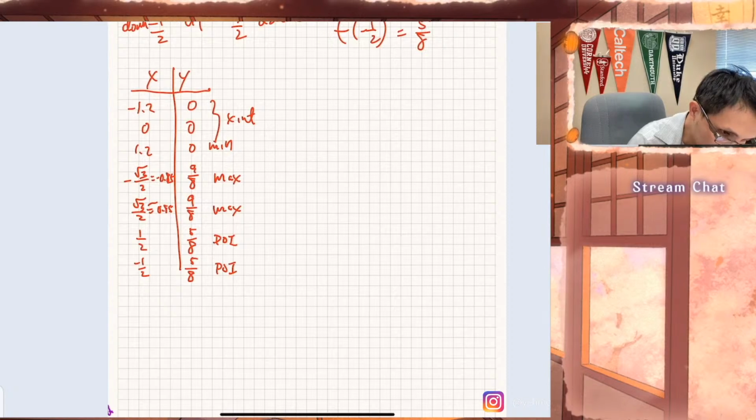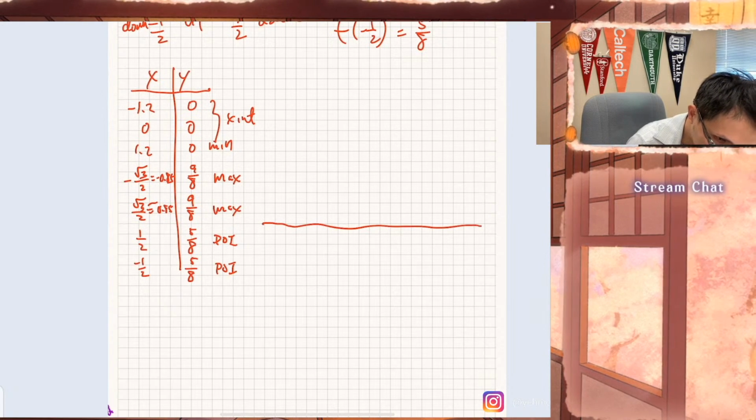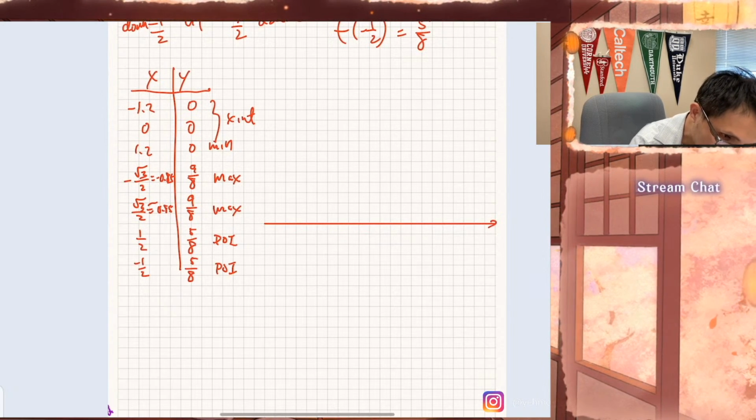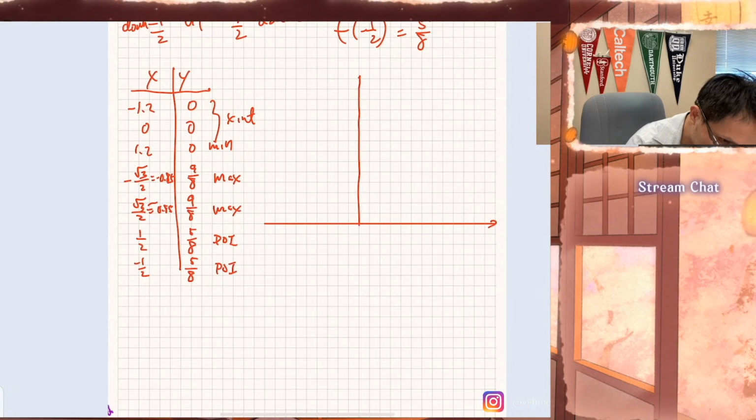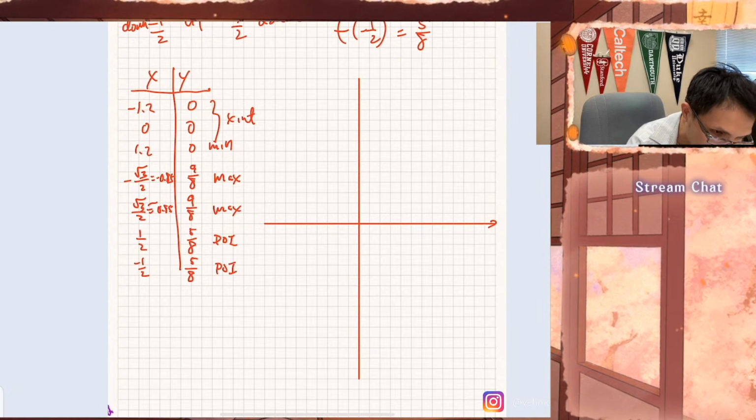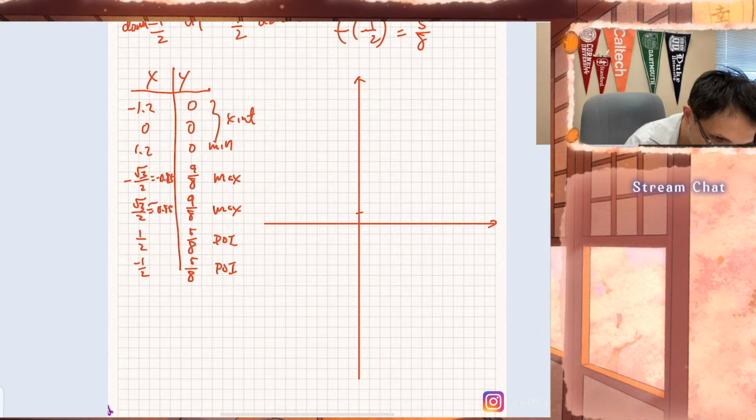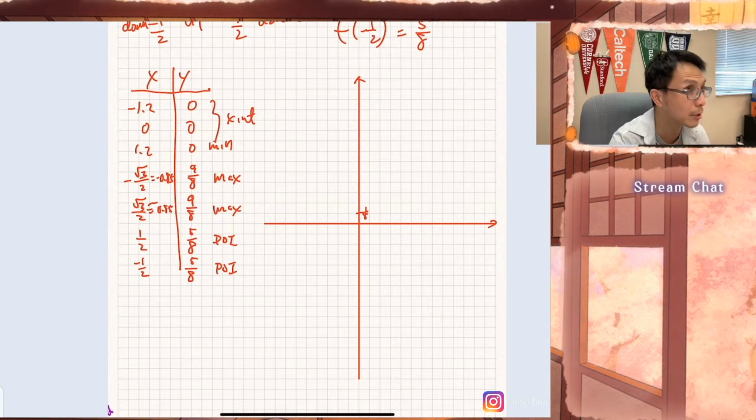Now I'm going to graph this intense, ugly graph. And the scale I'm going to change on the y-axis to 1 over 8. So each one is 1 over 8.